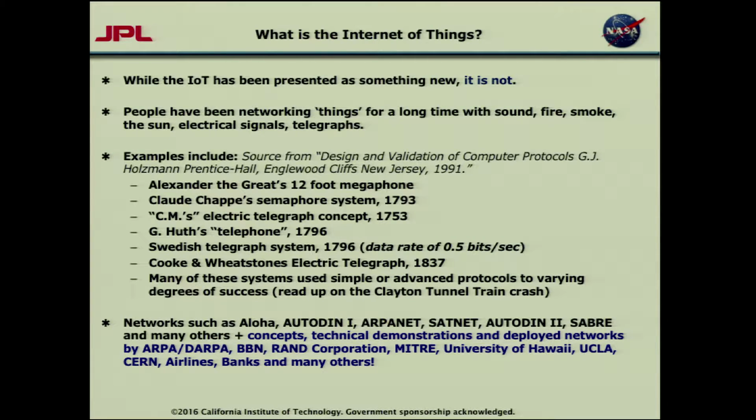Third train came along, didn't see the signal, and you had a major accident. So some networks that existed over, I would say, the past 40 years, some of them are Aloha, Autodin, Arpanet, Satnet, Autodin2, Sabre, which is used in the airline industry, and many others. And if you read publications by some of these organizations, UCLA, University of Hawaii, and lots of other places, you'll find a lot of documentation on their efforts in networking.